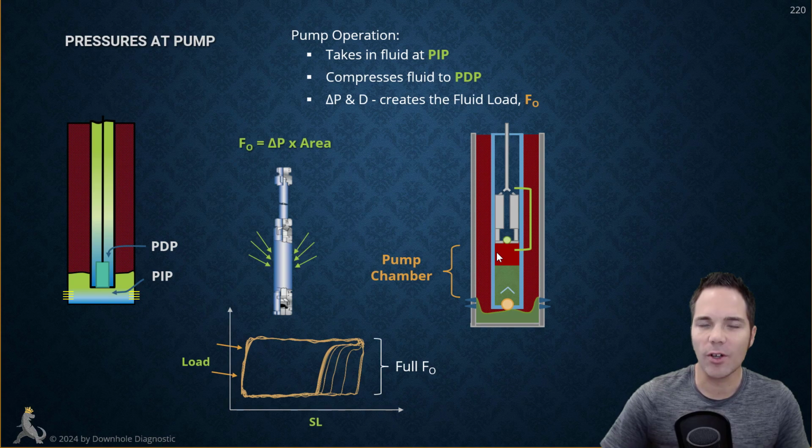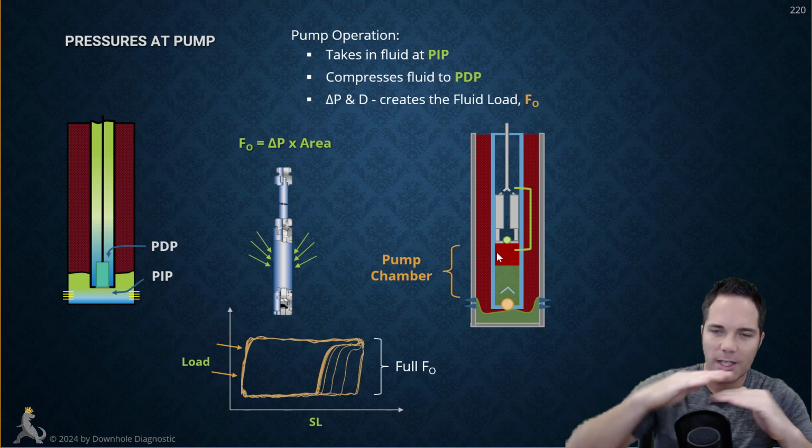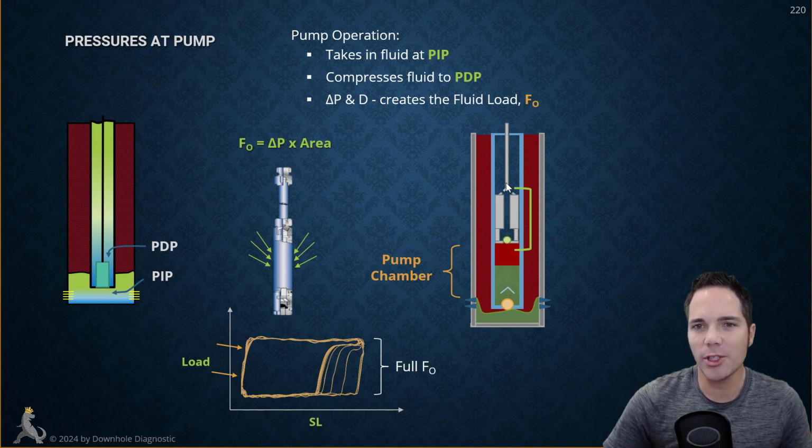And of course, this volume is changing. If this is your standing valve and traveling valve, as it's stroking up and down, the volume between those valves is shifting. But as the plunger moves up and down, it's causing different pressures to occur here in the pump chamber. And this is going to affect, basically, let me just say that the shape of the dynamometer card is basically dictated to the greatest degree.